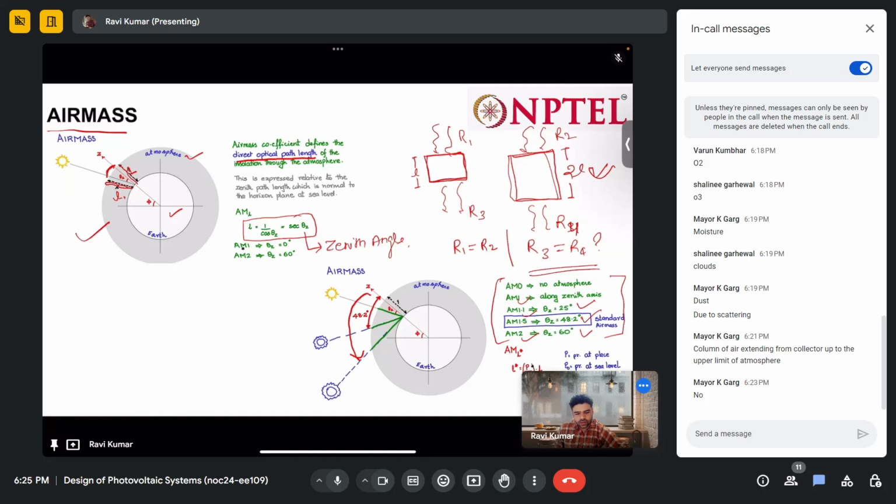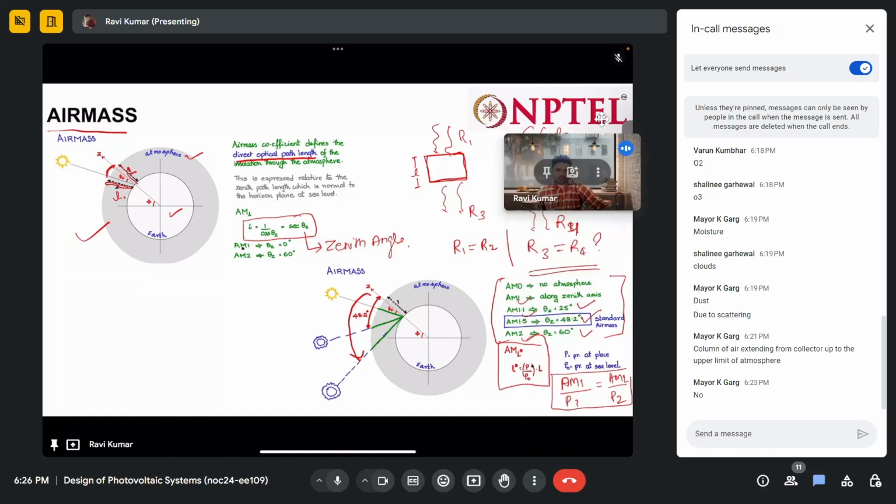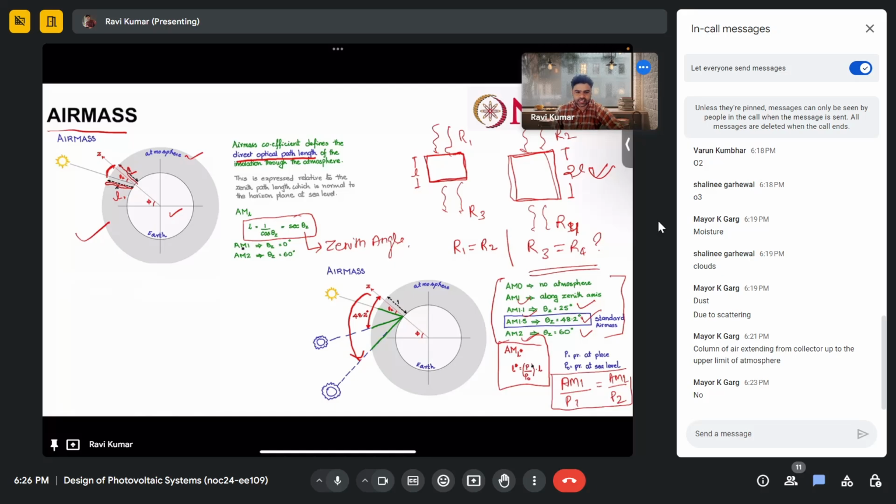And in the case of difference in height, let's say you are calculating on the tallest building in your city and at the sea level, then also this air mass will change. And to calculate this with regard to the pressure, we have this formula. It is just like this: air mass 1 divided by pressure 1, air mass 2 divided by pressure 2. It is just directly related here. So this is the basic concept of air mass, and air mass is calculated using 1 by cos theta z, that is the zenith angle.